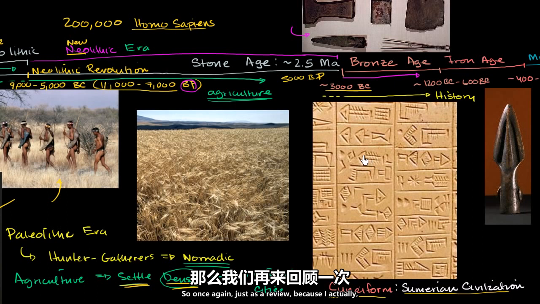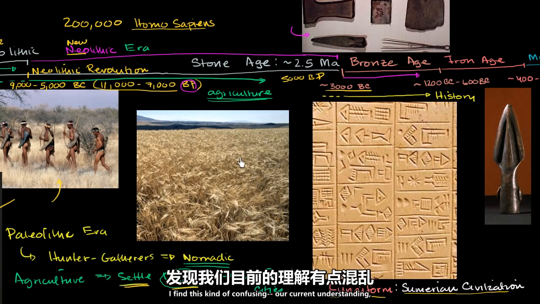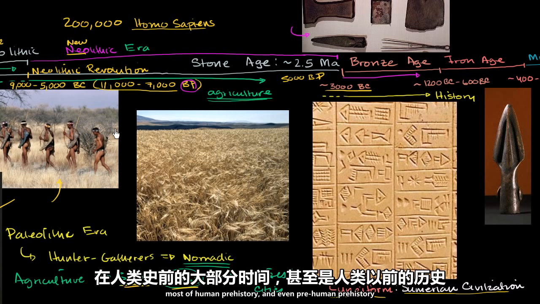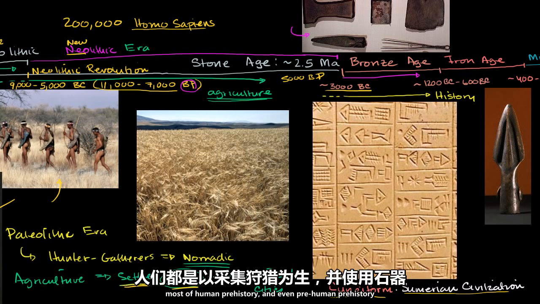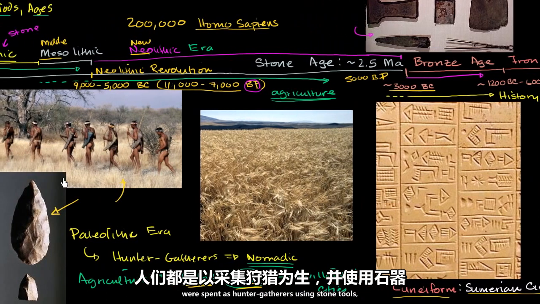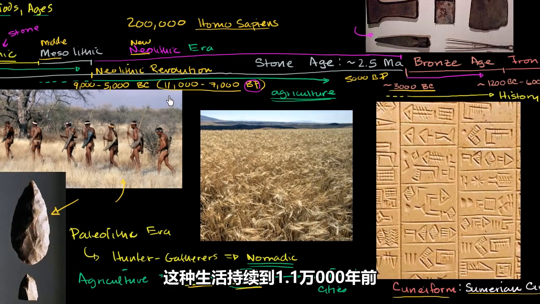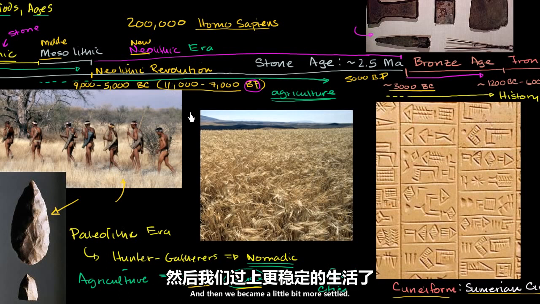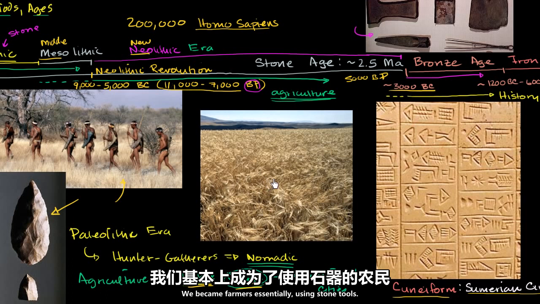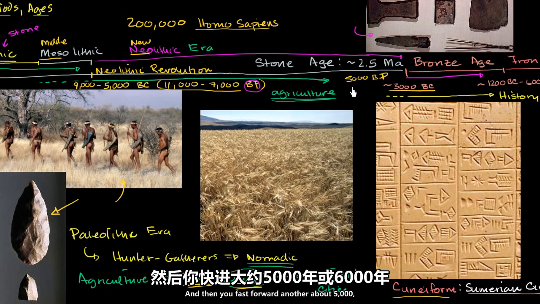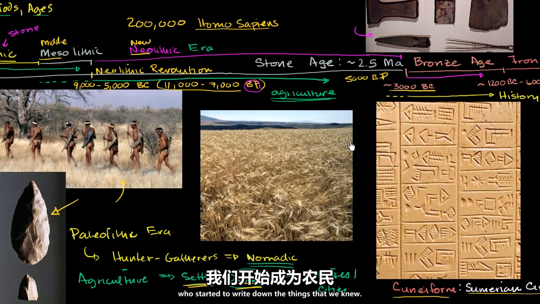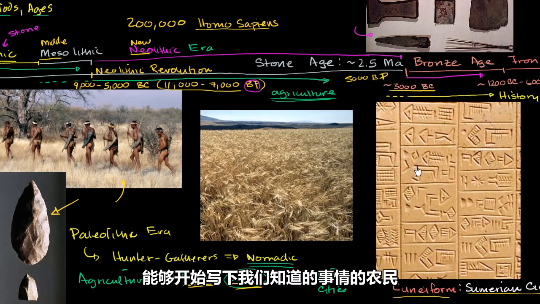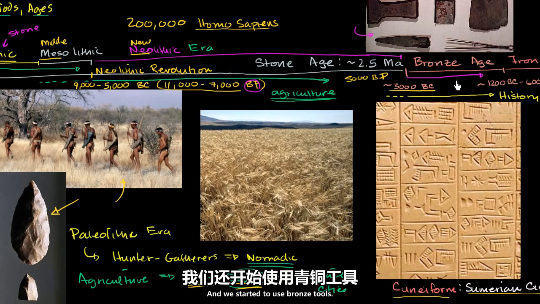So once again, just as a review, because I find this kind of confusing. Our current understanding is that most of human prehistory, and even pre-human prehistory, was spent as hunter-gatherers using stone tools until about 11,000 years ago. And then we became a little bit more settled. We became farmers, essentially, using stone tools. And then you fast forward another about 6,000 years, and then we started to become farmers who started to write down the things that we knew, and we started to use bronze tools.